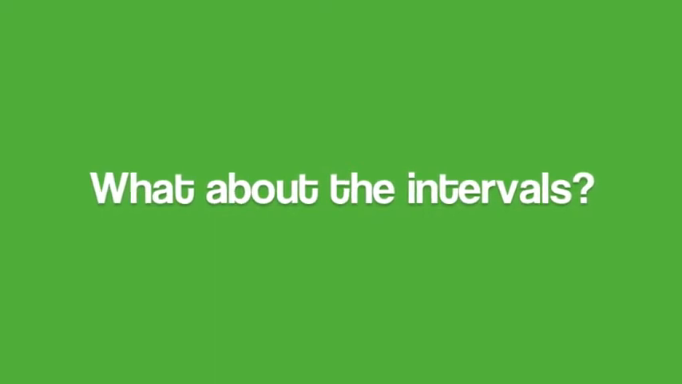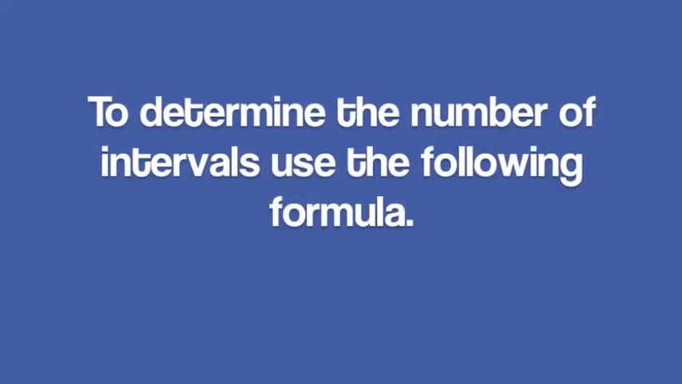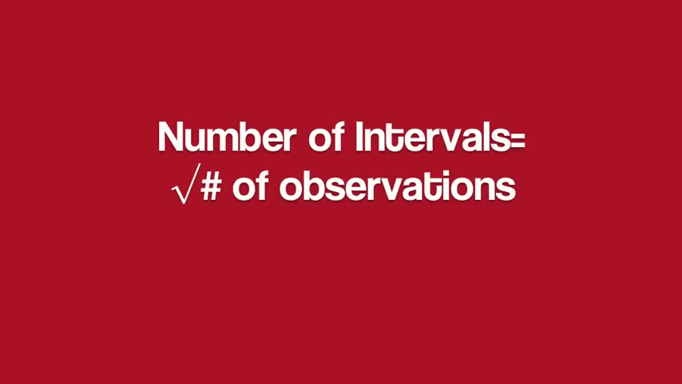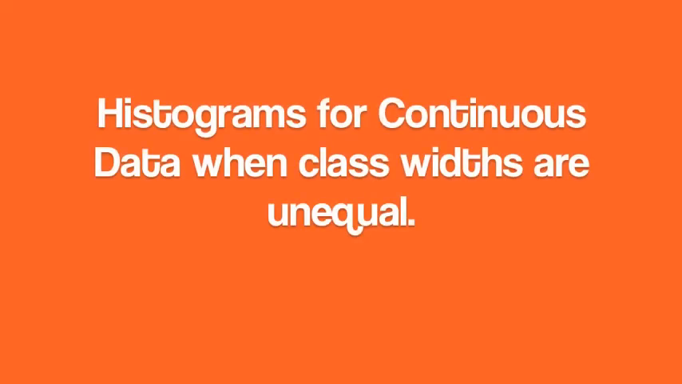But what about the intervals? There is a formula to determine the number of intervals. The total number of intervals is the square root of the number of observations. Next are histograms for continuous data with unequal class widths.